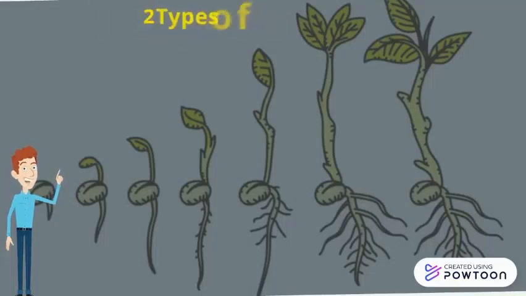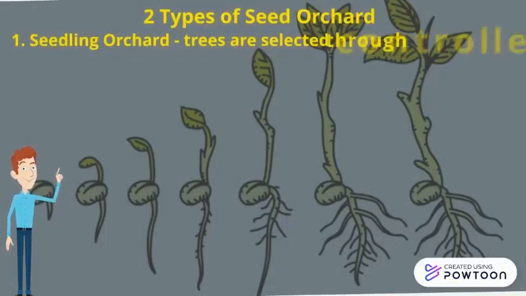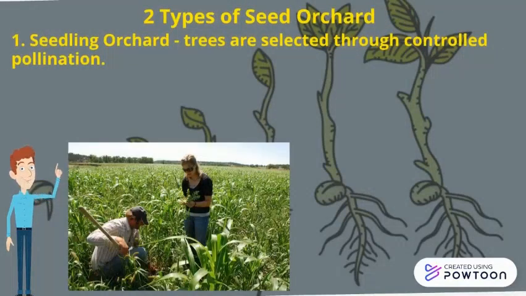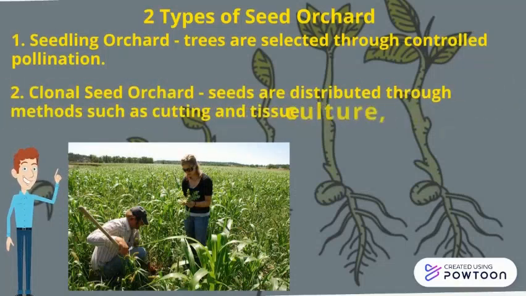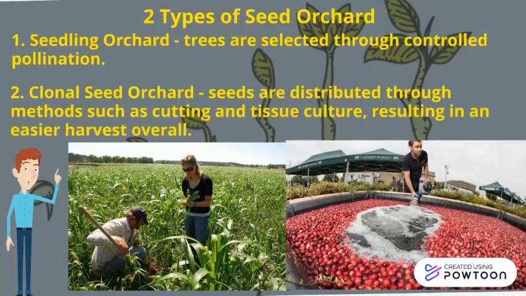Two types of seed orchard. Number 1. Seedling orchard. Trees are selected through controlled pollination. Number 2. Clonal seed orchard. Seeds are distributed through methods such as cutting and tissue culture, resulting in an easier harvest overall.